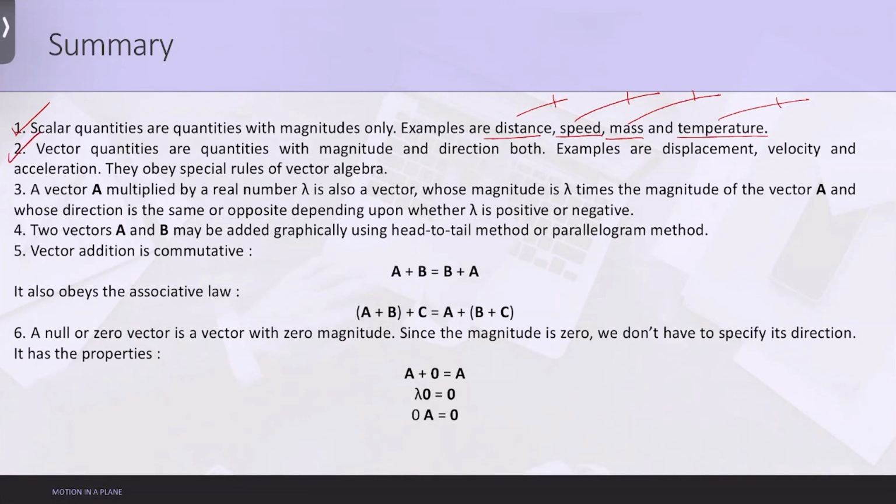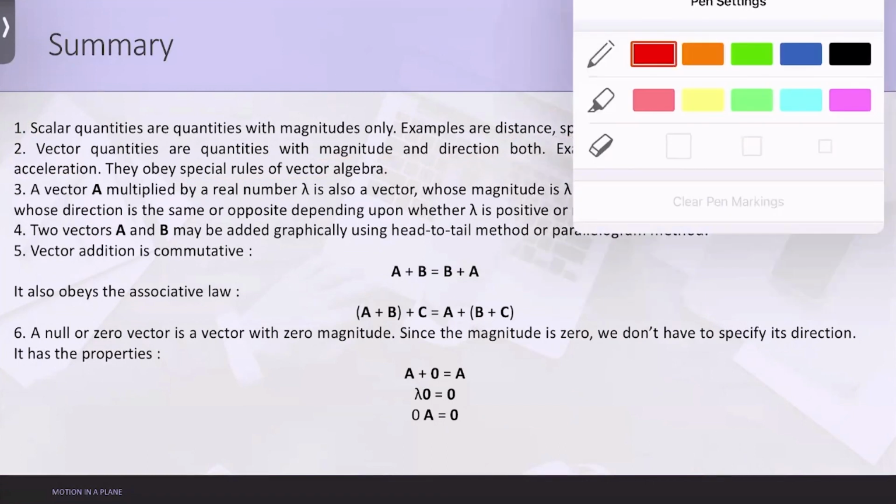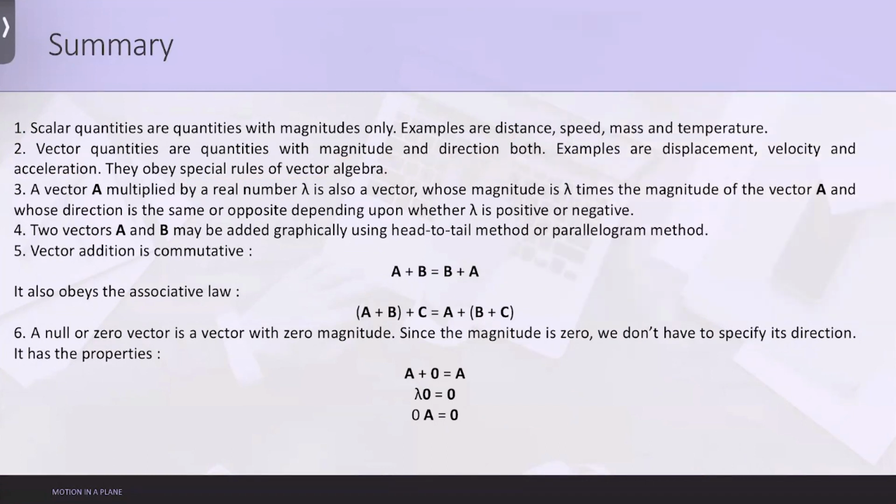The second thing is vector quantities, which are quantities with both magnitude and direction. What are the examples? The first is displacement, velocity, and acceleration. They obey special rules of vector algebra, which was the basic consideration we tried to understand in the introductory part of this complete lecture series.